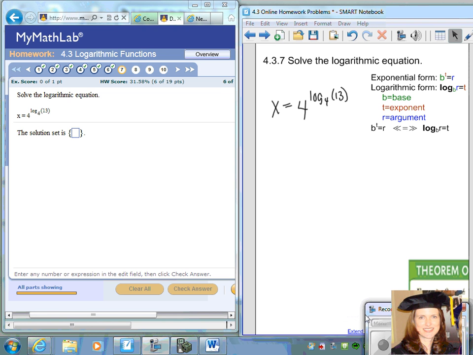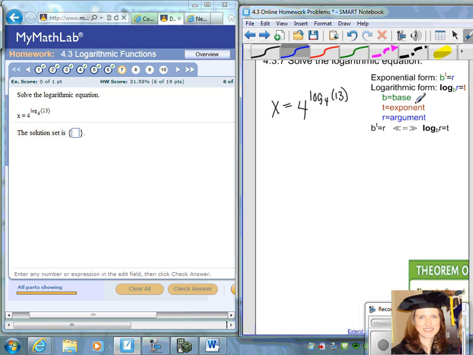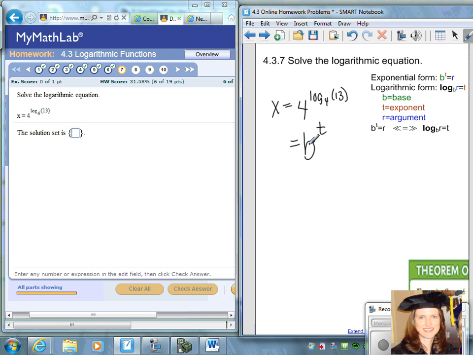Now we can solve this by picking out the three parts of the exponential equation. Here we have a base b raised to an exponent t is equal to r. So our base b is equal to 4. Our exponent t is equal to all of this, log base 4 of 13.